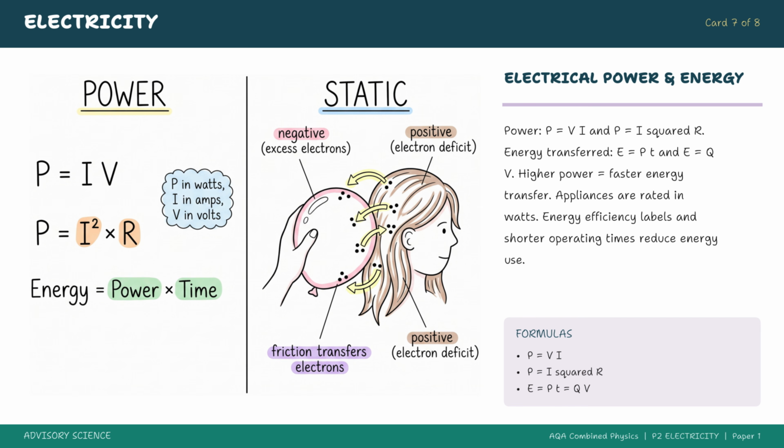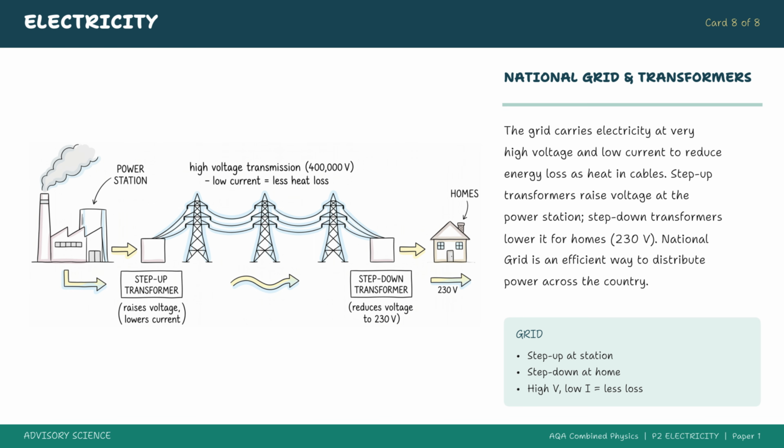First, power equals current multiplied by voltage. Second, power equals current squared multiplied by resistance. Just like the kinetic energy formula, you must square the current first before multiplying it by the resistance. If the current doubles, the power loss increases by 4 times. Once electricity leaves a power station, it travels across the country through a network of cables and transformers called the national grid.